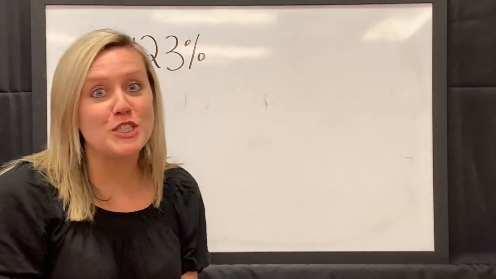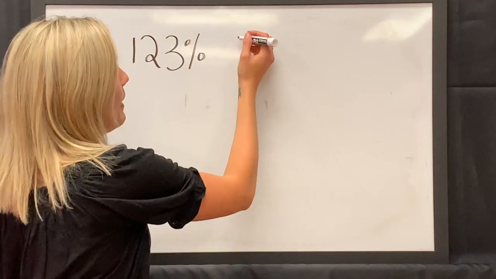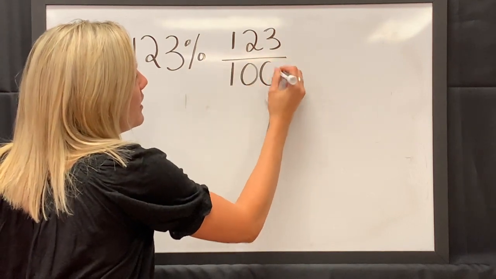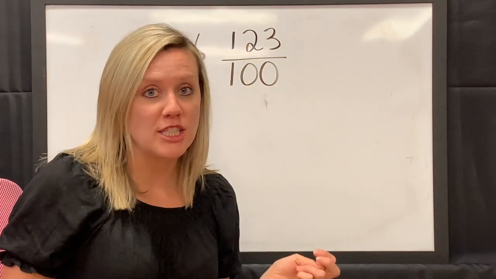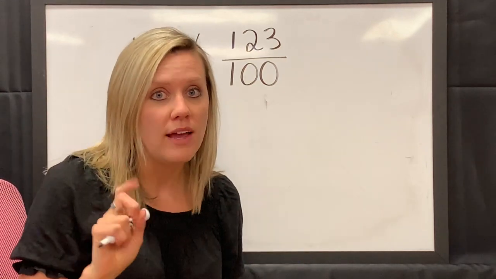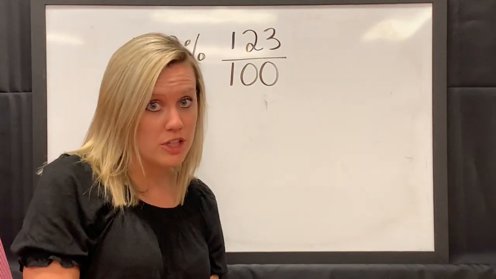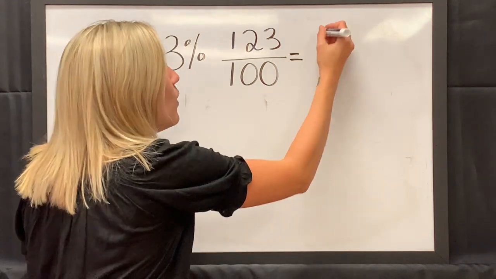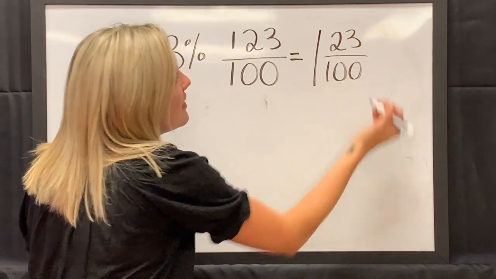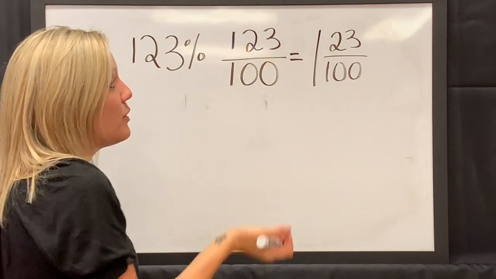Here we have 123%. So we must have gotten extra credit or something, but I'm going to follow the same procedure that I do. 123 over 100. So with fractions, if we had 100 over 100, that would be 1 whole. And we have even more than that. We have 123 over 100. So I know we have 1 whole with 23 out of 100 left over. Because if I took that 100 out, I would still be left with 23.